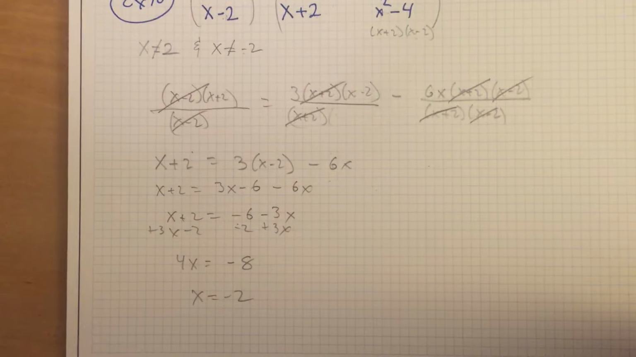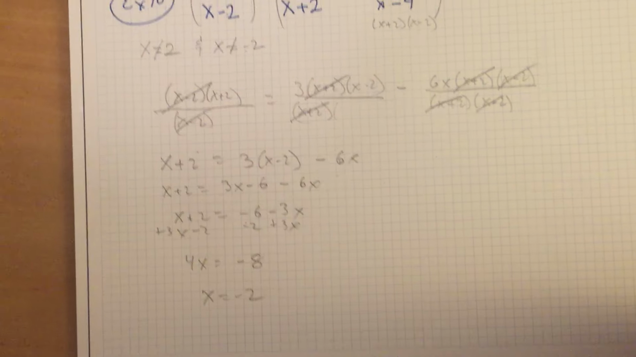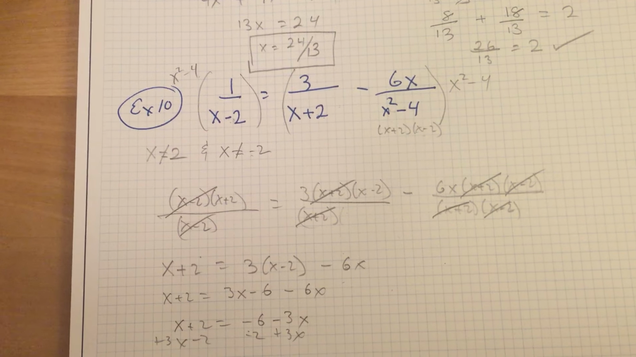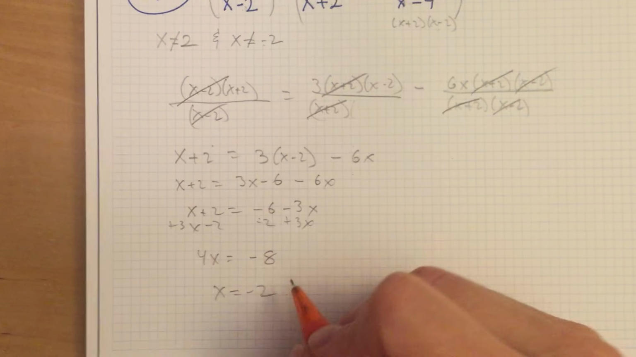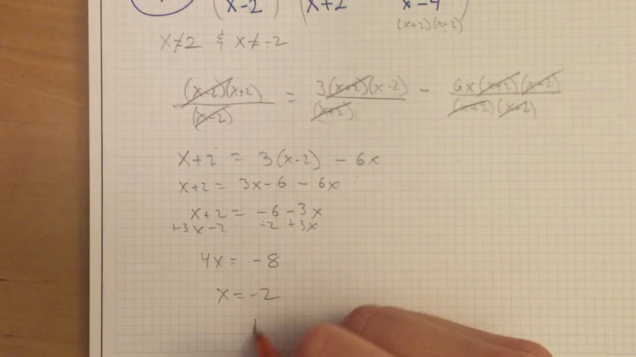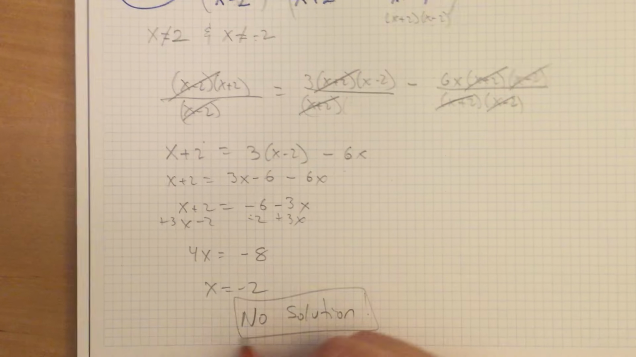Now, think back when we talked about negative 2. Can x equal negative 2? No, because notice that we wrote a restriction. What can x not be? Negative 2. So this is a solution, but since it doesn't work because it's a restriction, no solution. Right? That would be our answer.